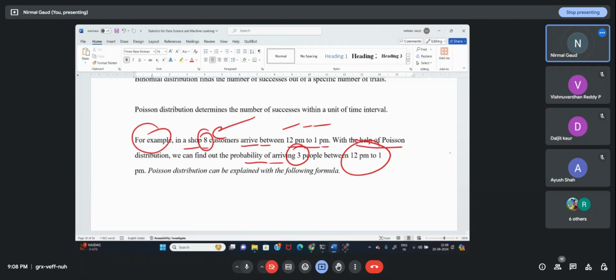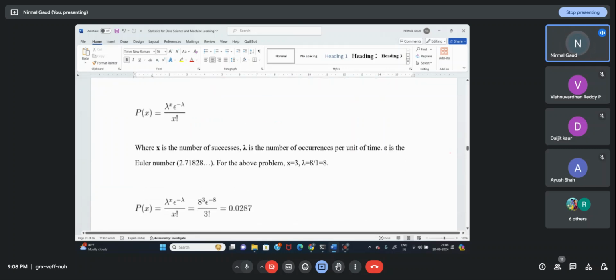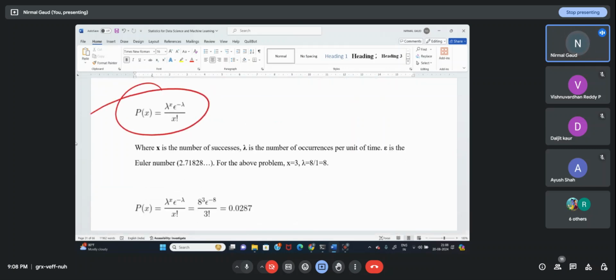For this, you can apply Poisson. It's not binomial, it's not Bernoulli, because here time is mentioned. So for time, you have to apply Poisson distribution. It is discrete, remember, because the number of customers can't be a fraction. There is no number of customers like 3.5.